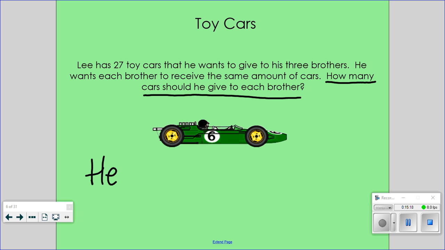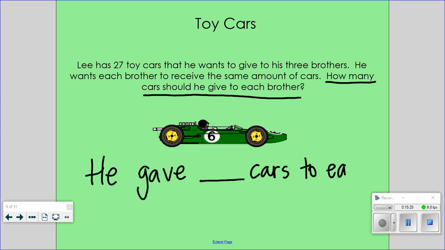He gave blank cars to each brother. That's what the question is asking me. Blank in front of it. Ethan? Do we calculate the exact same? You better have something real close. And you definitely need that each brother piece, because that's important. Does that make sense?